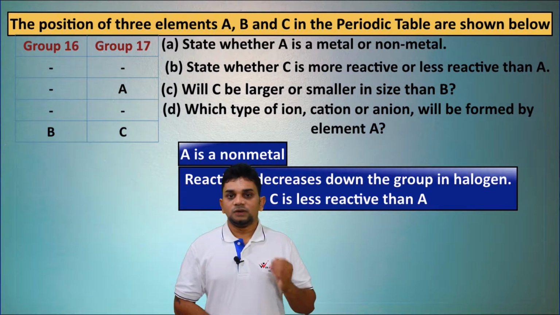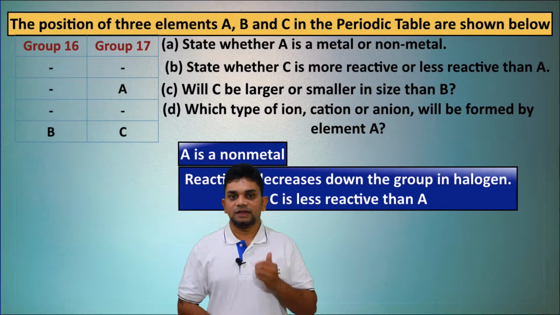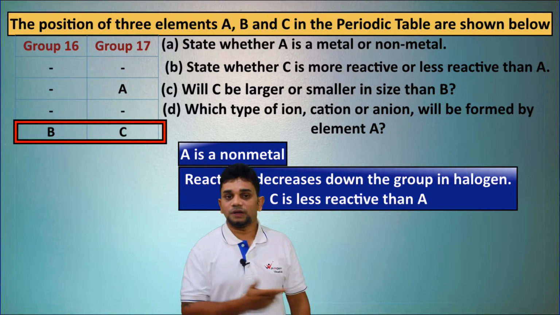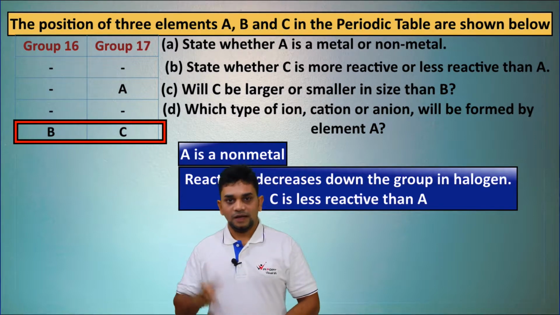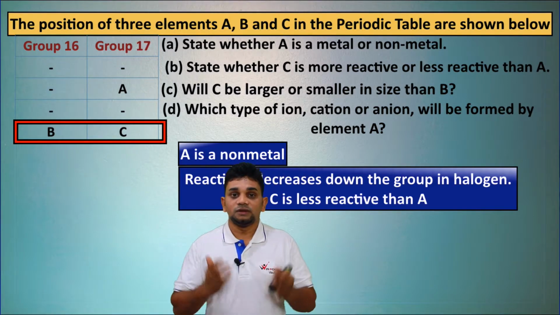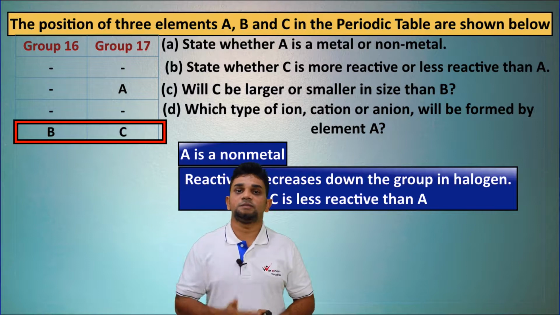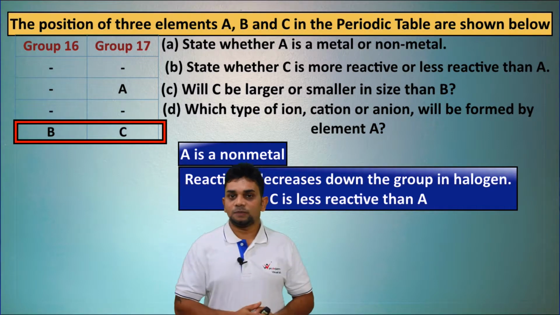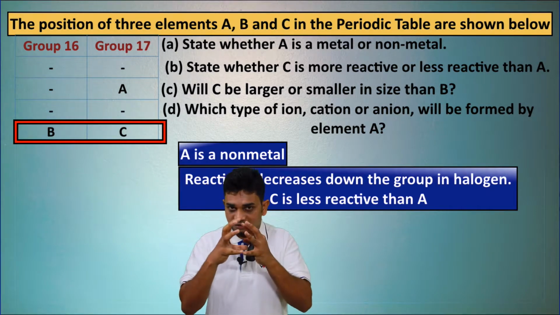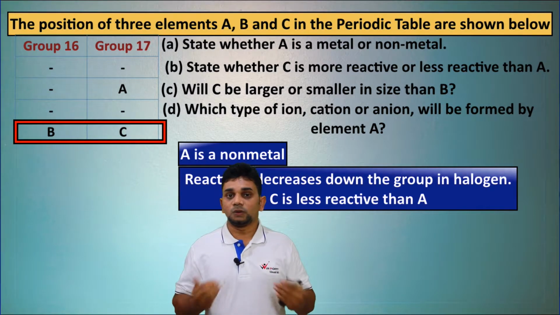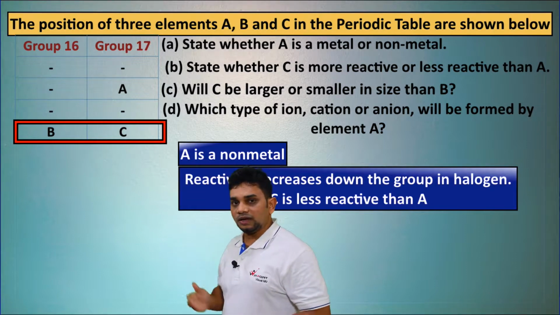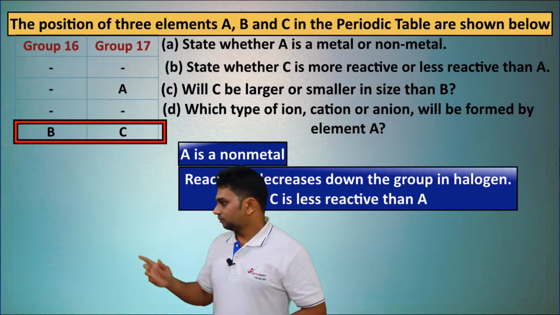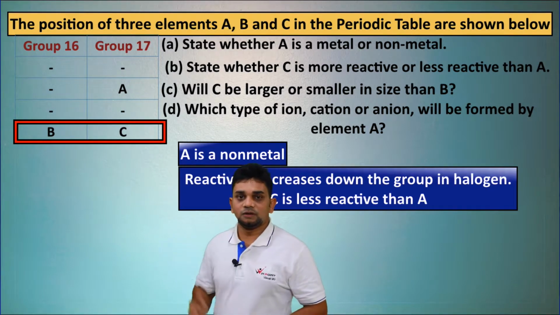Question C. Will C be larger or smaller in size than B? Now we need to compare B and C. Along the period, what is happening to the size of atom? Along the period, the size of atom is decreasing because of increase in power of nucleus. When we are going left to right along a period, the size of atom is decreasing because the power of nucleus is increasing. So which atom is going to have more size, B or C? C will be smaller atom and B will be larger atom.